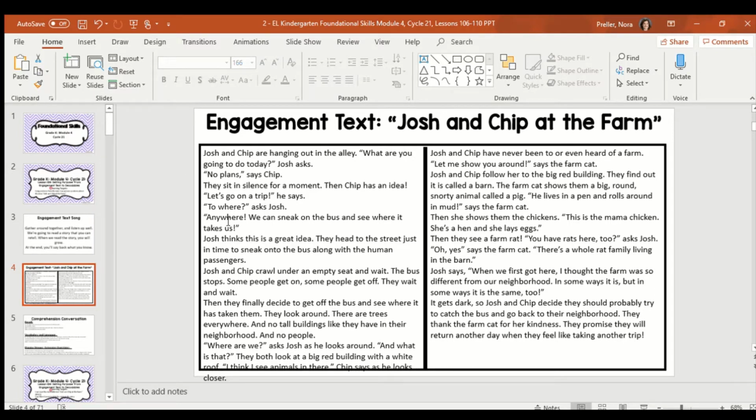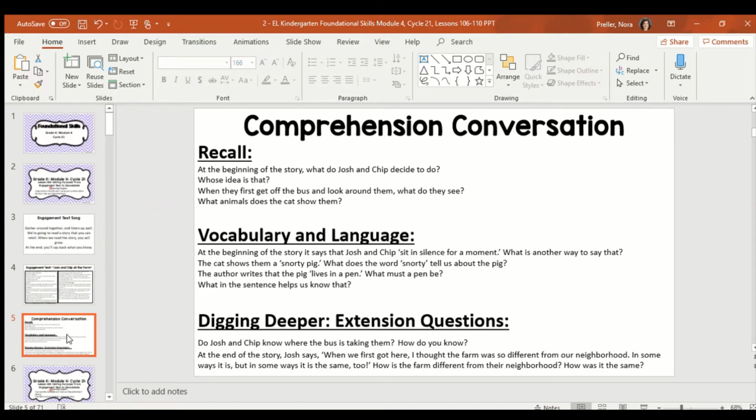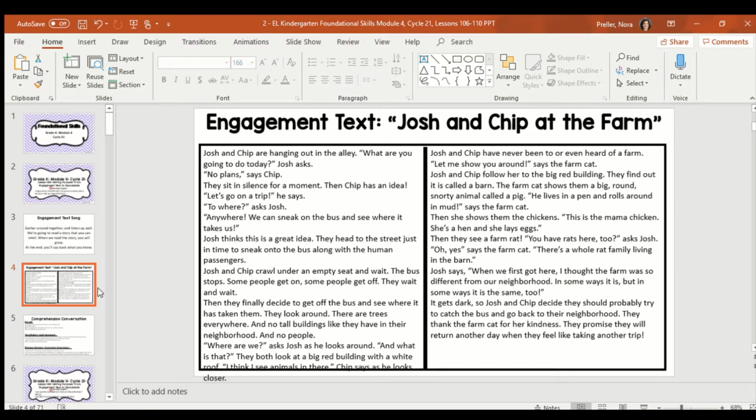According to the story, Chip has an idea to go on a trip. They were feeling bored, and then Chip came up with that idea. Oops, I already answered the next question. It says, whose idea is that? It was Chip's idea. When they first get off the bus and look around, what do they see? So I'm going to go back. Okay, so I'm looking for where it says they get off the bus.